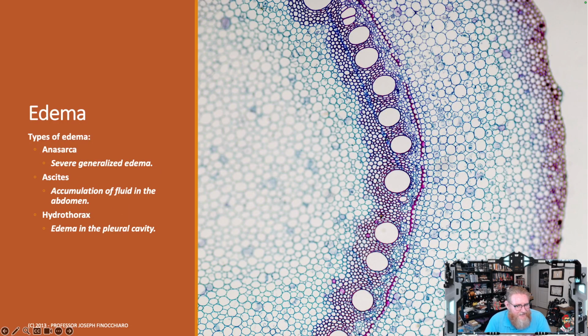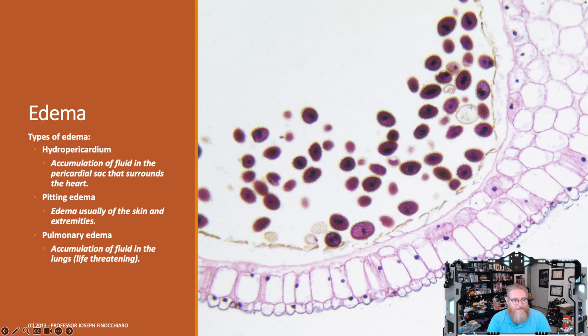So there are different types of edema. The first is anasarca, which is severe generalized edema throughout the entire body. There is ascites, which is the accumulation of fluid in the abdomen. And then there is hydrothorax, which is edema in the pleural cavity. We have hydropericardium, which is the accumulation of fluid in the pericardial sac that surrounds the heart. We have pitting edema, which is edema usually of the skin and extremities. Pulmonary edema, which is the accumulation of fluid in the lungs, and pulmonary edema is life-threatening.